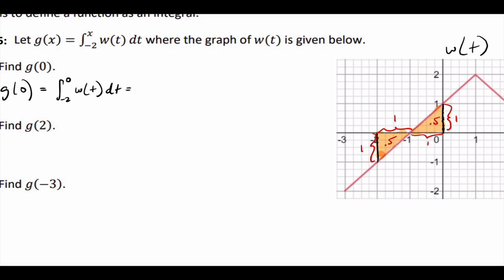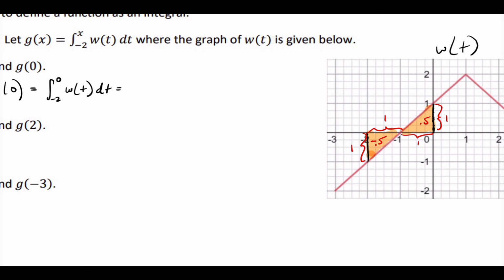There you go. One of them's under, so it's going to be negative. One of them's over, so it's going to be positive. So you're going to get 0 as an answer. Be careful with that. If it's under, it's negative. If it's over, it's positive, right?